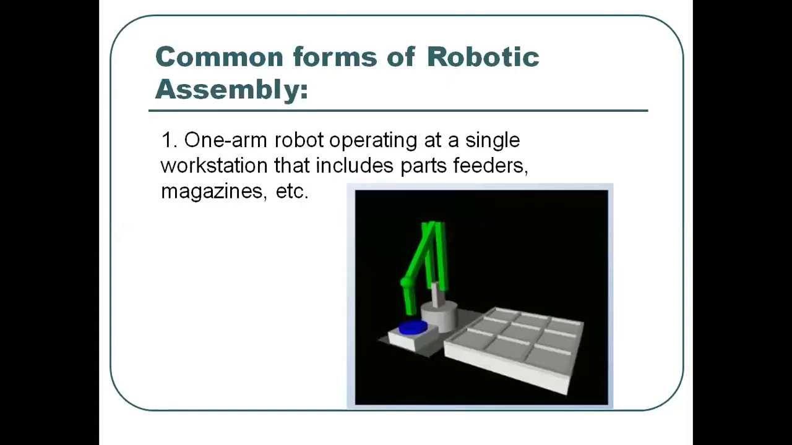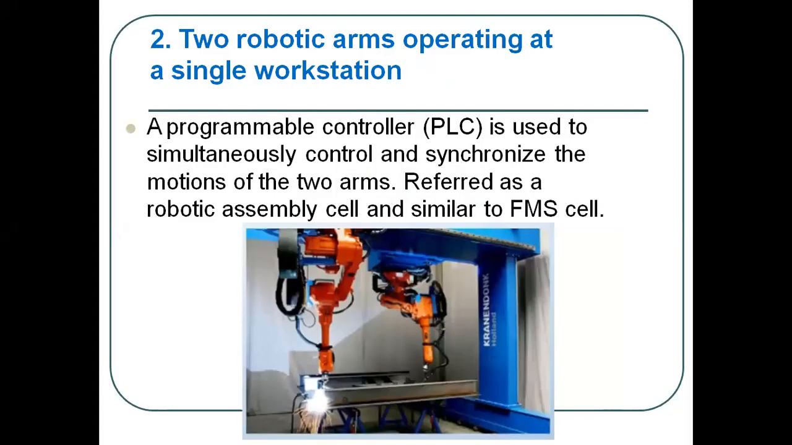All right, these are common forms of robotic assemblies. You have one arm robot operating at a single workstation that includes parts feeders, magazine, etc. Basically one arm, only a single workstation, responsible for assembling it. Other is two robotic arms, which are basically welding it. A PLC is used to simultaneously control and synchronize the motion of the two arms, referred to as a robotic assembly cell, similar to an FMS cell.